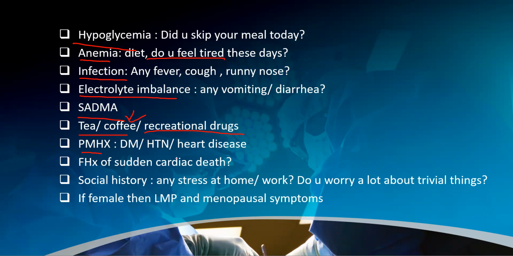Ask about any other past medical history. So any history of diabetes, high blood pressure, or any heart disease. Any family history of sudden death, especially related to the heart or any sudden cardiac death.